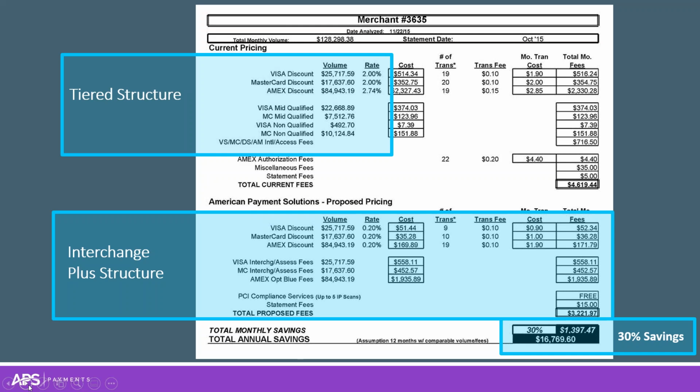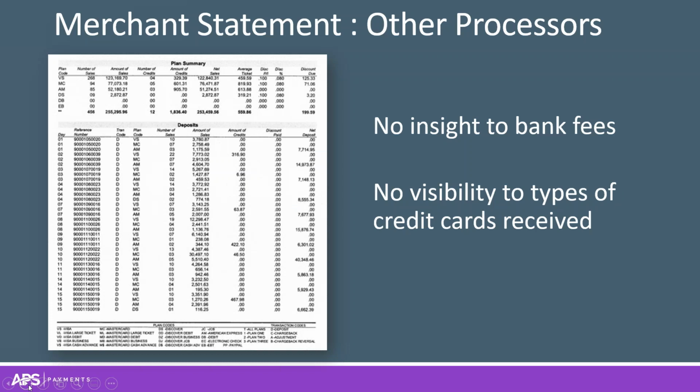There's your budget. Take a look at it. Now, this particular customer was going through a tiered structure. The pricing was outrageous, and we were able to bring it down enough to save them, again, almost $1,400 a month. Most statements, as you can see here, really do not provide too much visibility.